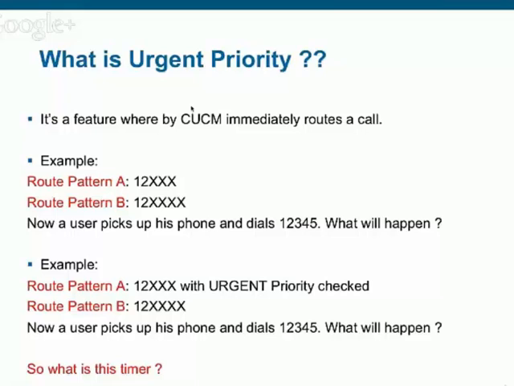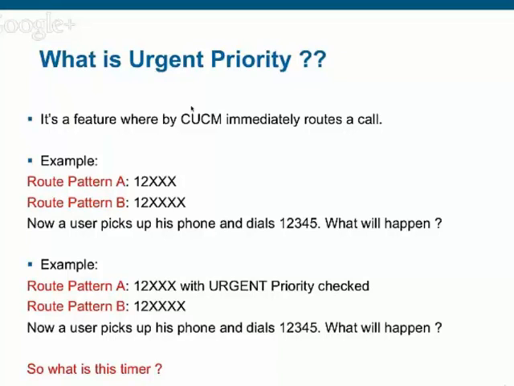So after 15 seconds, once CUCM confirms that you have only dialed 5 digits, it says, all right, since you dialed 5 digits only, I will select route pattern A as the best match, and I'm going to route the call out. So this is how it breaks a tie, in a situation where the 2 route patterns are equally suitable matches for the call.